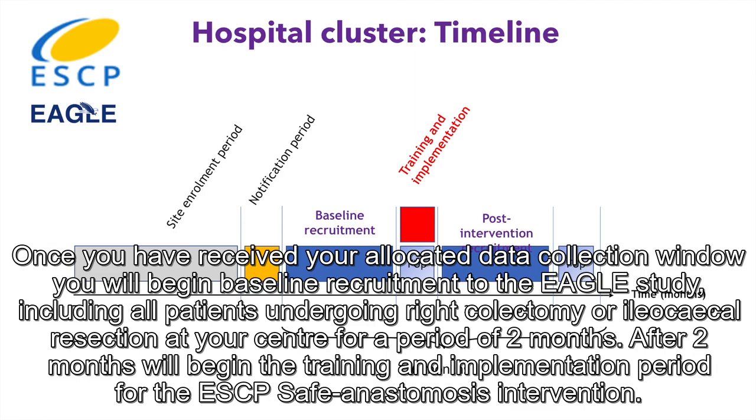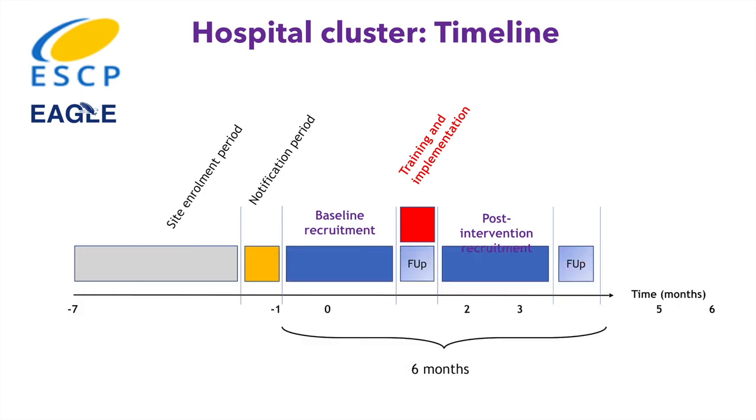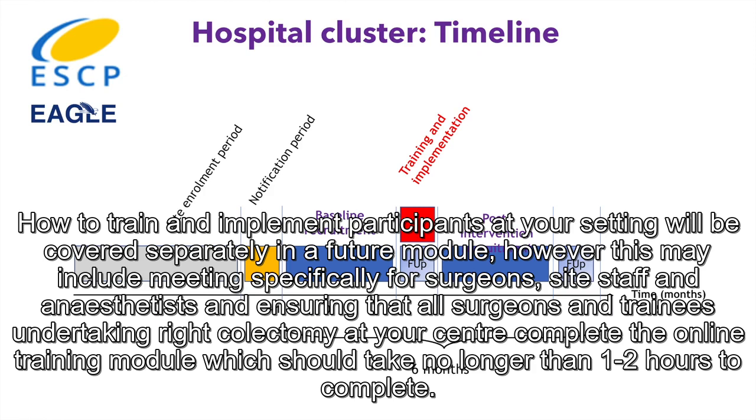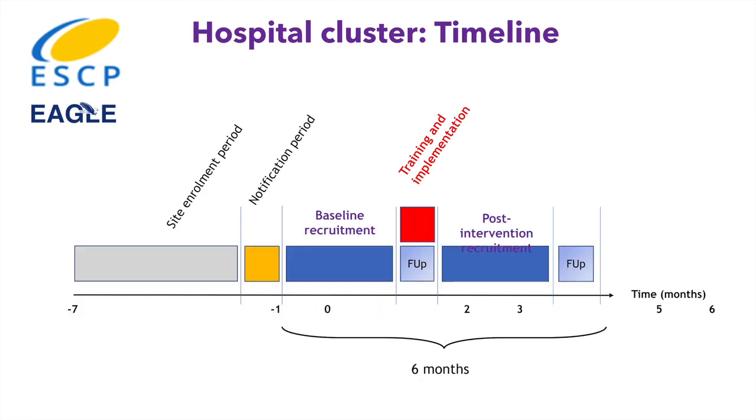After 2 months, we'll begin the training and implementation period for the ESCP safe anastomosis intervention. How to train and implement participants at your setting will be covered separately in a future module. However, this may include meetings specifically for surgeons, site staff, and anaesthetists, and ensuring that all surgeons and trainees undertaking right colectomy at your centre complete the online training module, which should take no longer than 1 to 2 hours to complete.